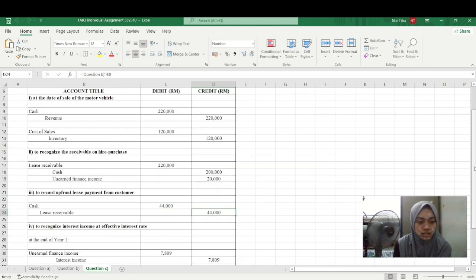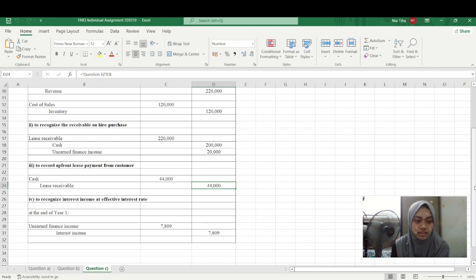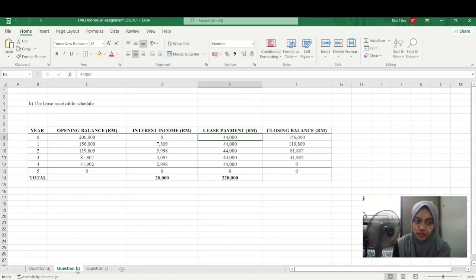The last journal is to recognize interest income at the effective interest rate. For the end of Q1, we debit unearned finance income 7,809, and we credit interest income 7,809, which is the amount we can also get at question B. At year 1, the amount is what we already calculated in the schedule.